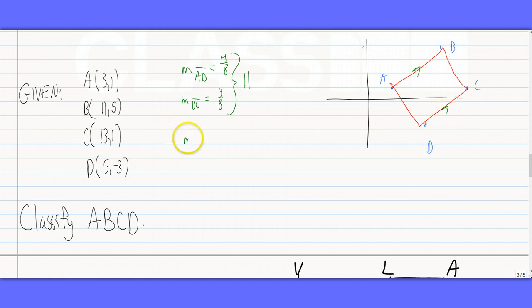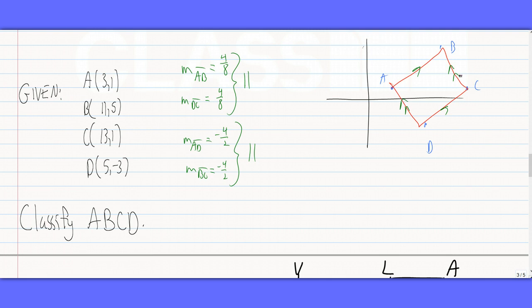Next, I'll check segment AD. The slope of segment AD is going to be -4/2. Calculate the slope of segment BC. That's going to be equal to -4/2. And likewise, those two segments are parallel to each other also. So at this point, because we have two pairs of sides that are parallel, we know it's a parallelogram by the definition of parallelogram.